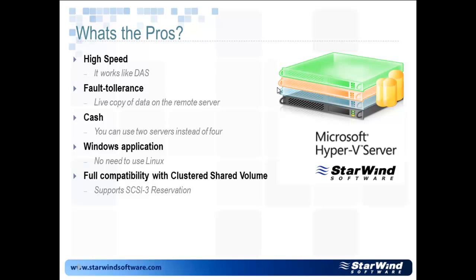Fault tolerance. After the data is located on the local hard drive, it is transmitted to the second server. Basically, that means that you will always have 2 live copies of your data. One down, second is up. Data is available. Next point is cost.